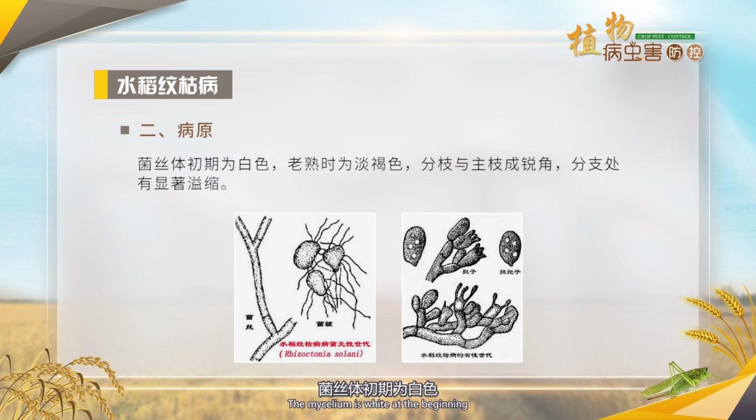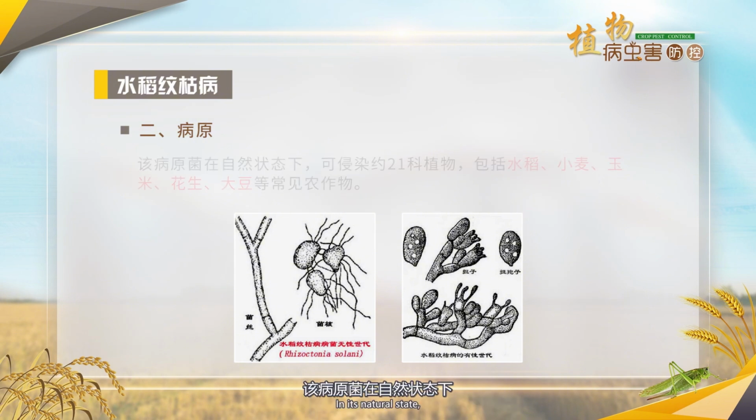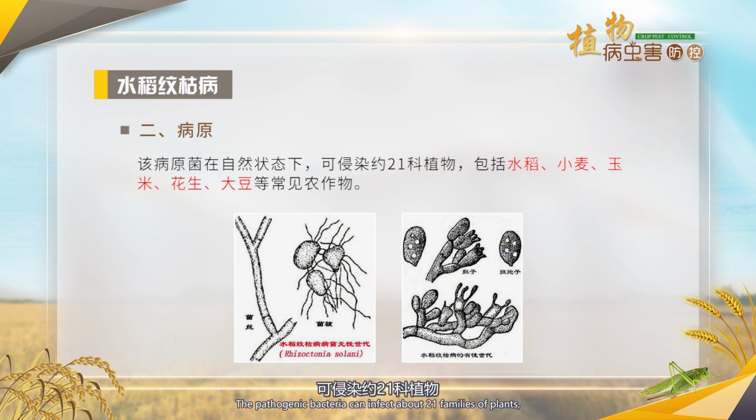The mycelium is white at the beginning and light brown when it is mature. The branches form an acute angle with the main branch, and there is a significant constriction at the branches. In its natural state, the pathogenic bacteria can infect about 21 families of plants, including common crops such as rice, wheat, corn, peanuts, and soybeans.